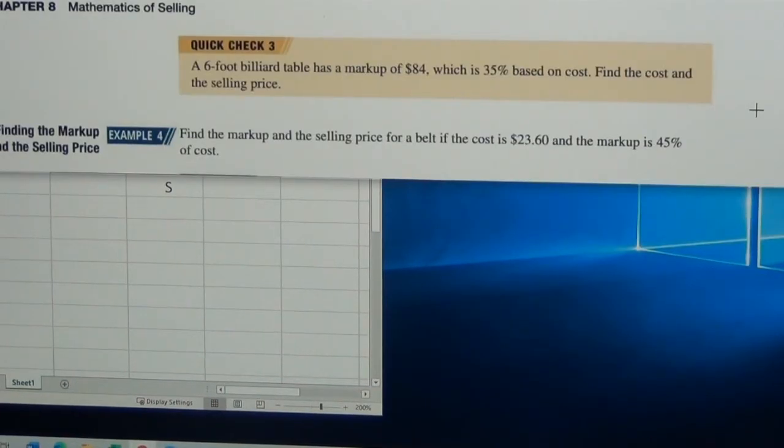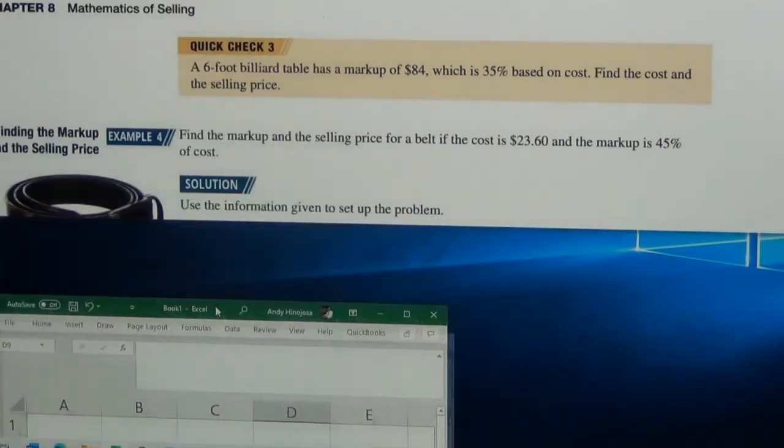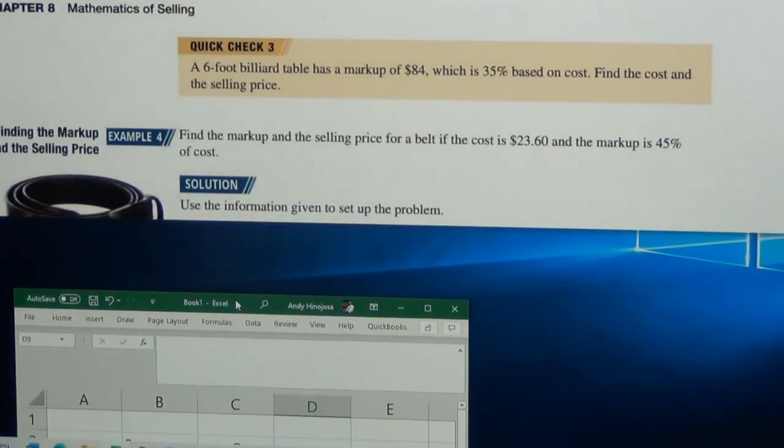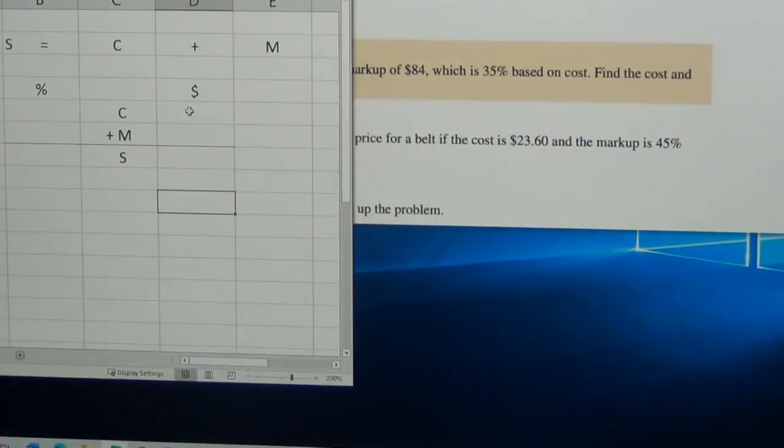Okay, let's look at example number 4. Find the markup on the selling price for a belt if the cost is $23.60 and the markup is 45%. Press pause. Solve, come back. So what do we know? The cost is $23.60 and the markup is 45%.